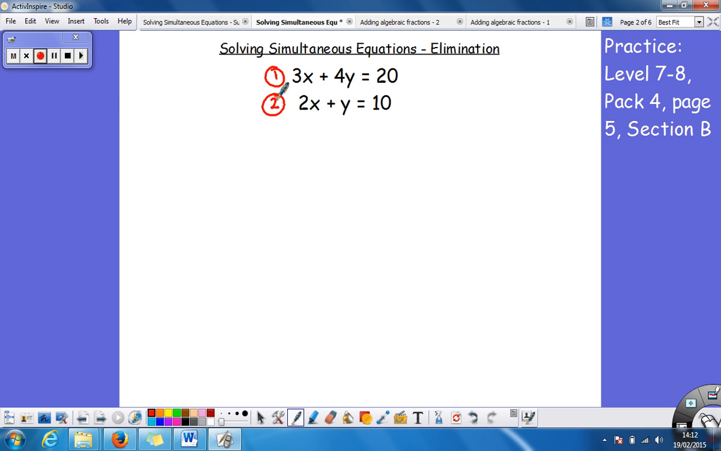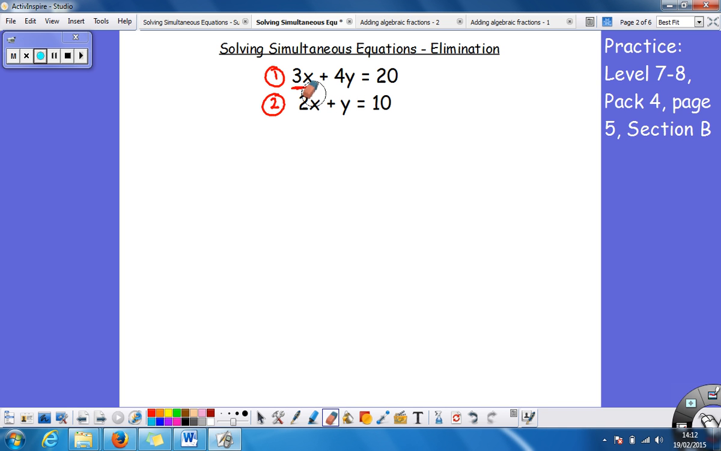So I'm going to number them again, randomly numbering them 1 and 2. I can have a look at this and see which one is going to be easier to make the variables have the same coefficients. If I needed to change 3x and 2x so the coefficient was the same, then the lowest common multiple would be 6 and I would have to change both of them. I would have to change both equations for that to happen.